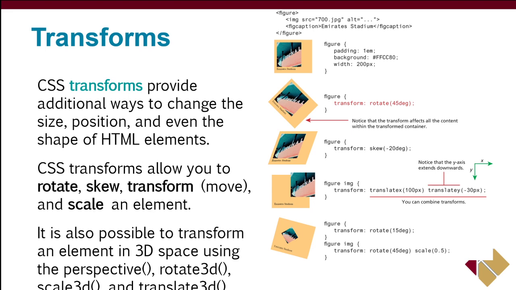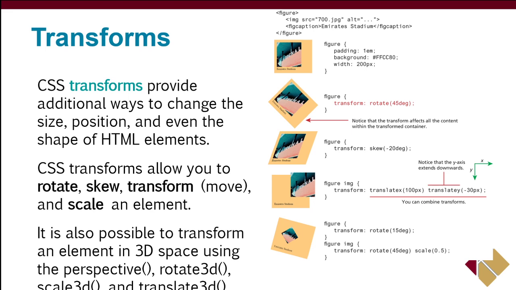So it's saying translate it on the x-axis 100 pixels. So it's going to move it to the right 100 pixels, left to right. And then translate it on the y-axis, which is up and down, negative 30 pixels. So instead of going up, it's going down negative 30 pixels. So you can use those negative values to affect the opposite of the default.